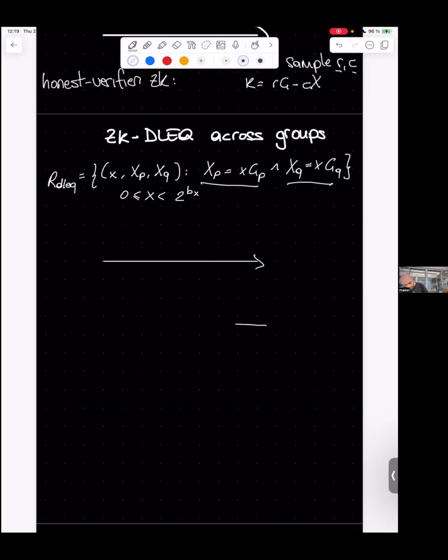I have, again, my commitment. I have, again, my challenge. And I have, again, my response. I'm going to send a commitment, bk, that is, again, little k times the element over p and the element over q. So I'm, again, sending an ephemeral key over the 2 groups.